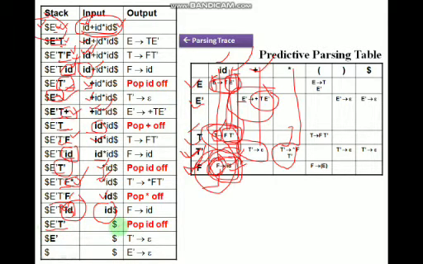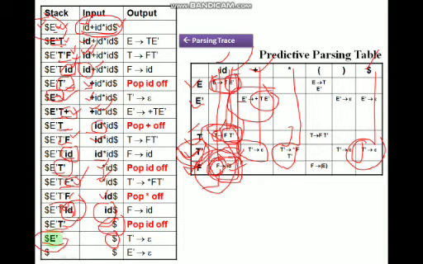Okay, now the input pointer will point to the next symbol, that is dollar. Now T dash and dollar. So this is your T dash and this is your dollar. So we will apply this production rule, epsilon in place of T dash. So here we will get dollar E dash. After applying that, the input pointer will point to the same symbol.